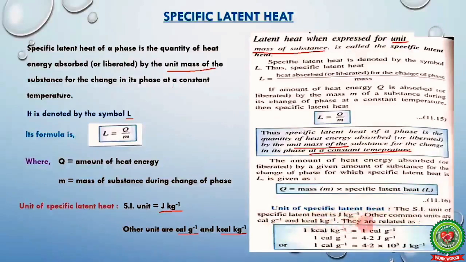They are related as follows. These are some of the relations between all these units and these are important. You must learn all these relations. Number 1, 1 kilocalorie per kilogram is equal to 1 calorie per gram. 1 calorie per gram is equal to 4.2 joule per gram. 1 calorie per gram is equal to 4.2 into 10 raised to the power 3 joule per kilogram.